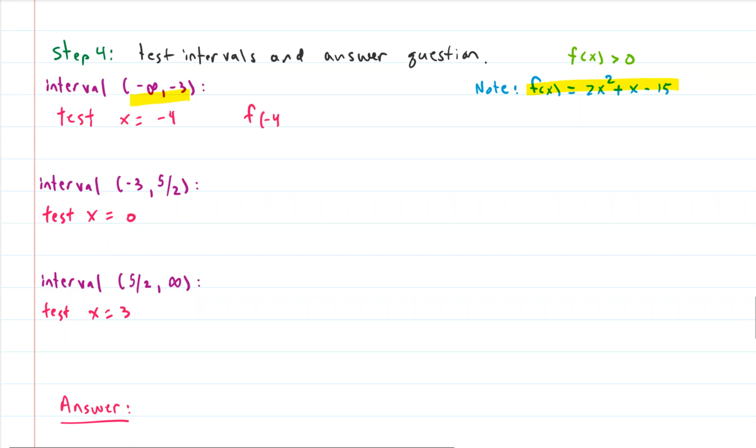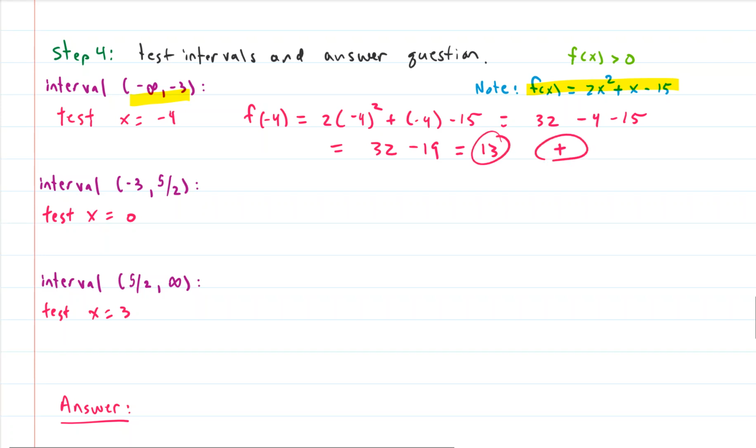f of negative 4. What is f of negative 4? So we have 2 times negative 4 squared plus negative 4 minus 15. 32 minus 19 gives us 13. And that is a positive number, right? Positive. So this is a positive interval.